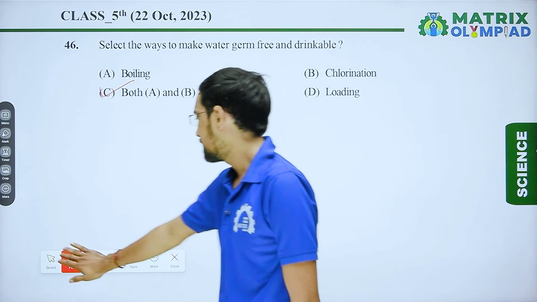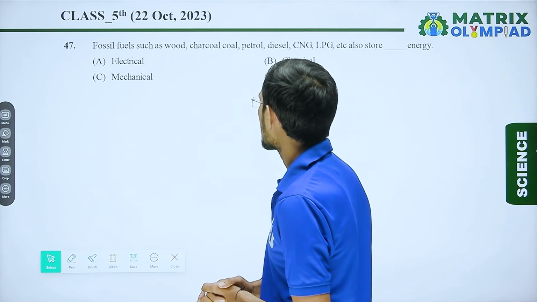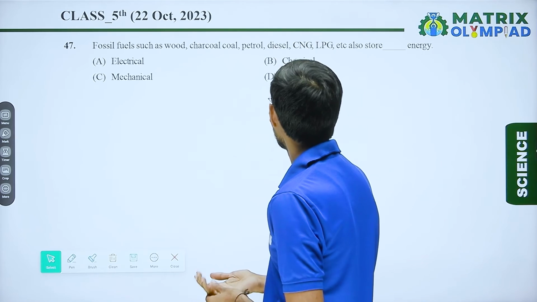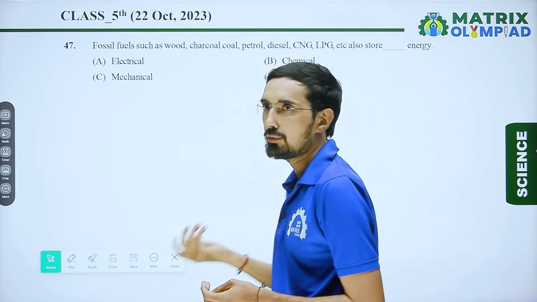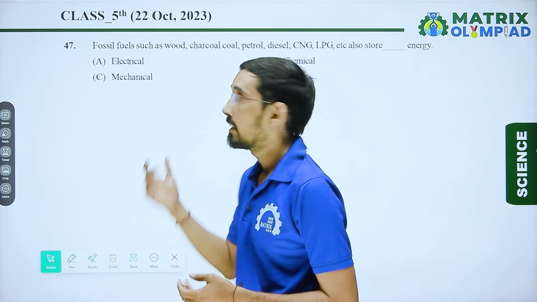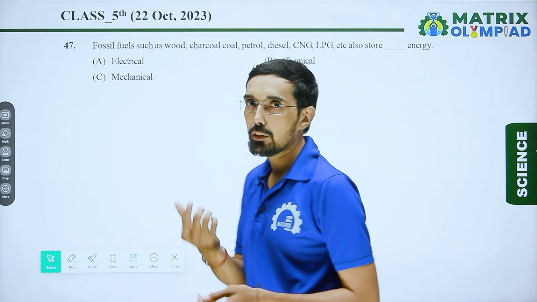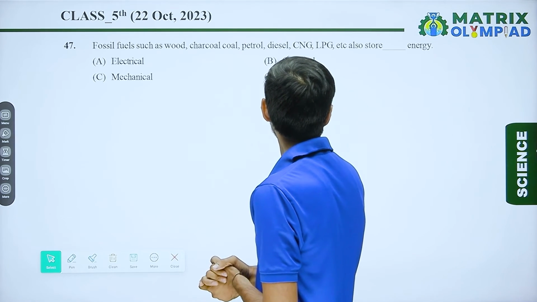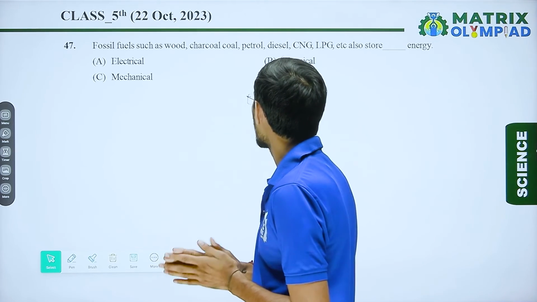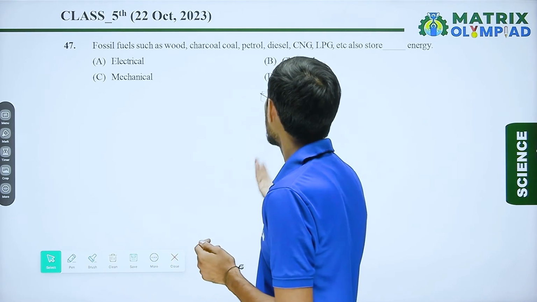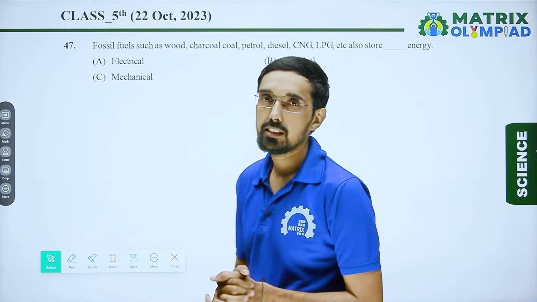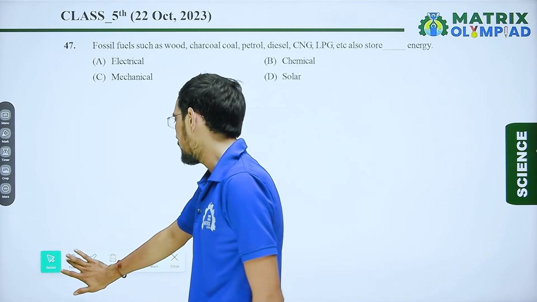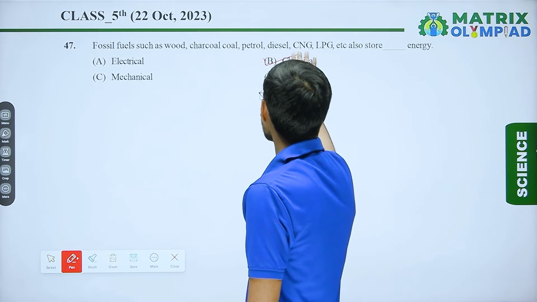Next question is, fossil fuels such as wood, charcoal, coal, petroleum, diesel, CNG. CNG full form is compressed natural gas. LPG is liquefied petroleum gas. Next one is etc, also store energy. Which kind of energy they store? They basically store as a chemical energy, because all these are made up of chemicals. So our correct answer will be option B.